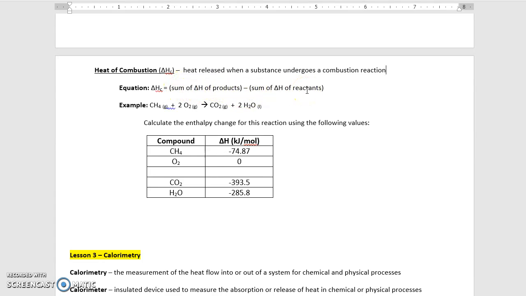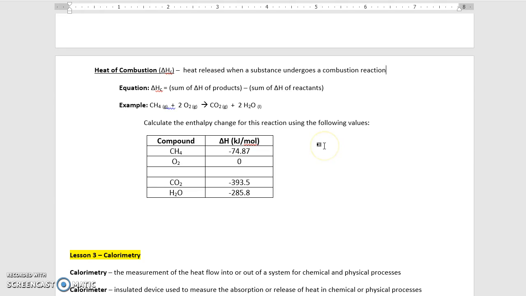Okay, so what you're going to need for this is a reaction. It may or may not be balanced. This one already is for you. You know some coefficients already. And you are going to need some sort of table that gives you the information for these different compounds. You will not be expected to know these on your own. So we've got the 4 compounds: CH4, which is methane, O2, which is oxygen, CO2, and water.